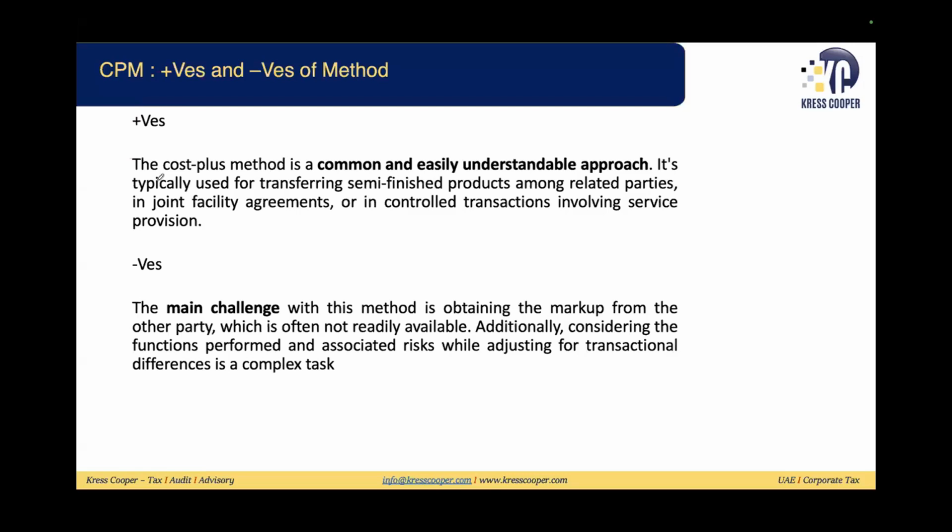Might be their functions are different, they have taken different risk, their cost levels are different, your cost is different, your functions are different, you are taking a different risk. So how will you be able to identify the markup? This is another challenge for this method. So these are some of the biggest challenges to apply the cost plus method. But apparently it looks like a very common, very straightforward, very easily applicable method.